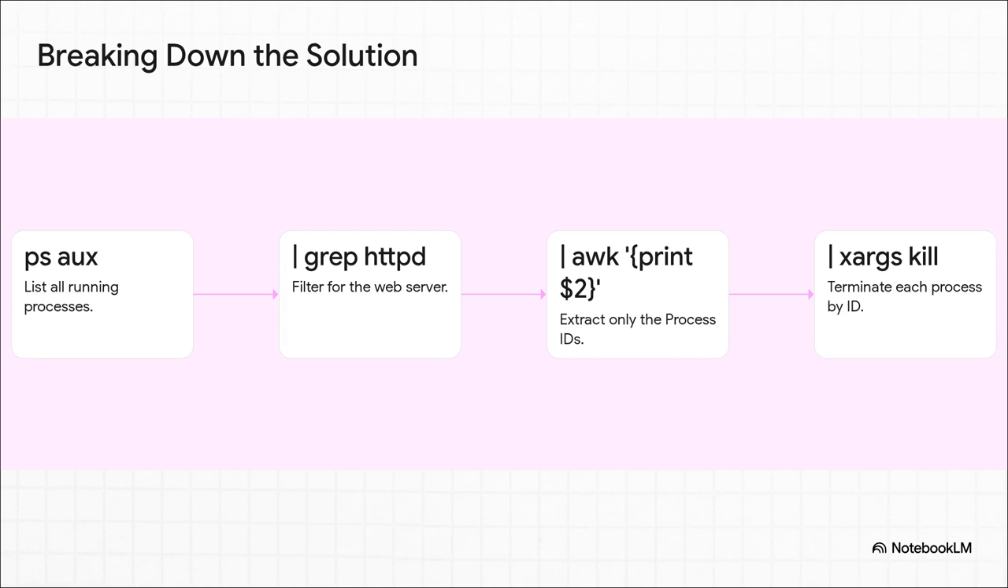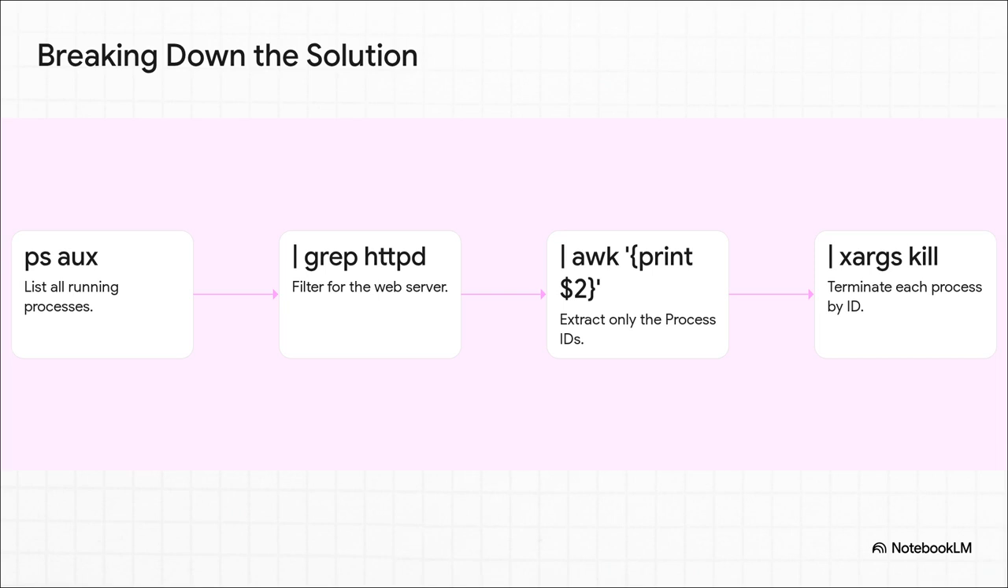Here is how you build the solution, step by step, piece by piece. First, ps aux lists every single process running on the system. We pipe that huge list into grep httpd to find only the lines that match our web server. Now for the clever part. We pipe those results into awk '{print $2}'. Awk is a powerful tool for slicing and dicing text, and all we're telling it here is to print only the second column, which just so happens to be the process ID.